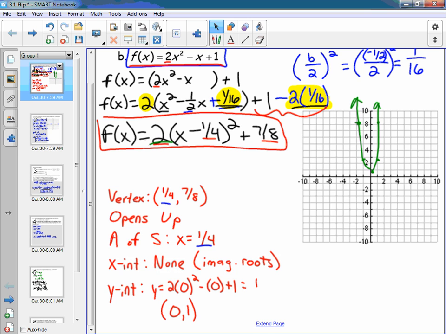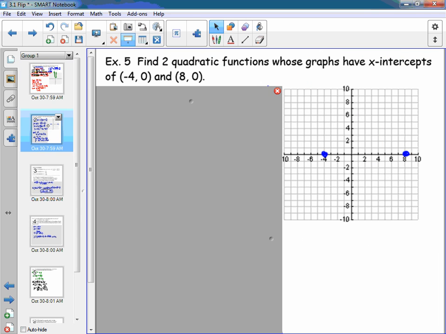Okay. So moving on real quickly here. We'll finish off this one and then move on into a different video. In example 5, it says find 2 quadratic functions whose graph has x-intercepts at (-4, 0) and (8, 0). So you can see I have a picture over here.